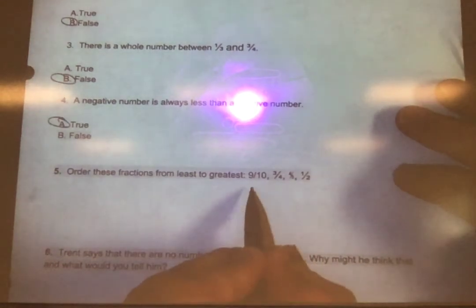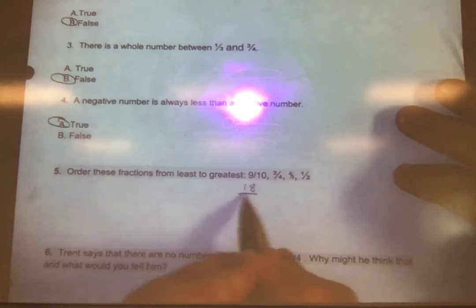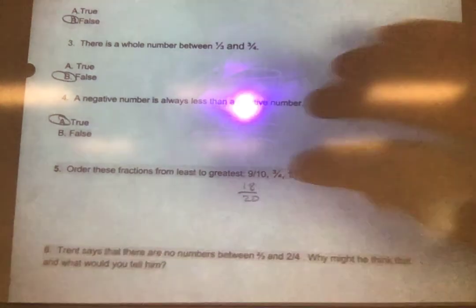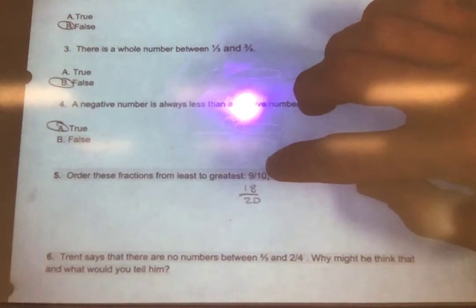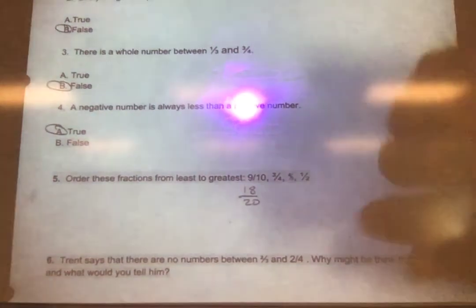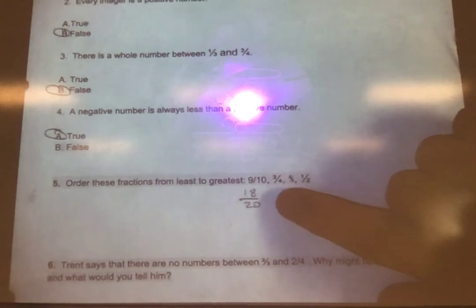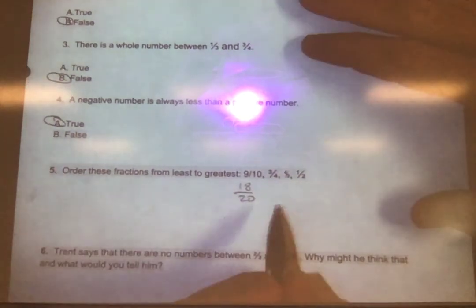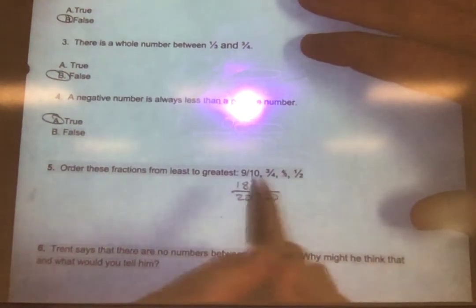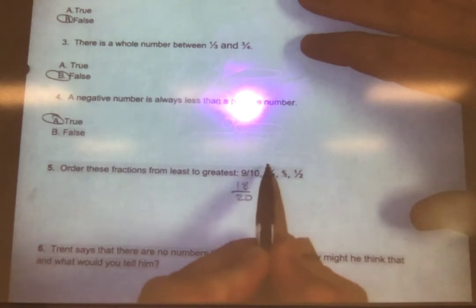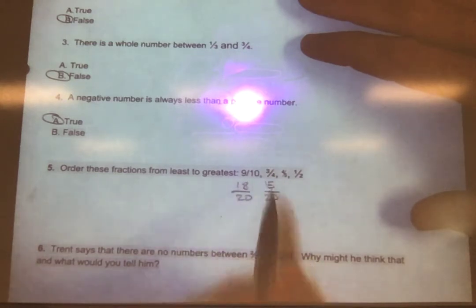So 9/10ths, I could change that to 18/20ths. If I double the bottom to get it to 20, I must double the 9 to get it to 18. On 3/4, I'm going to take that 4 times 5 to get it to 20. So I must take the 3 times 5 also, and that would give me 15/20ths.